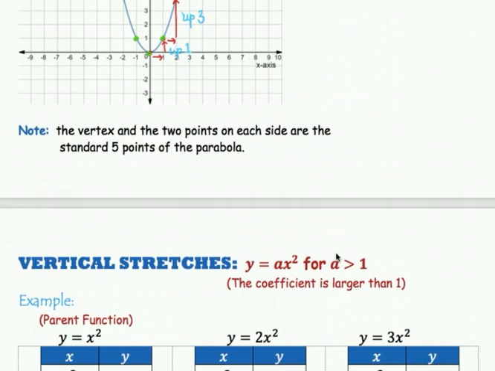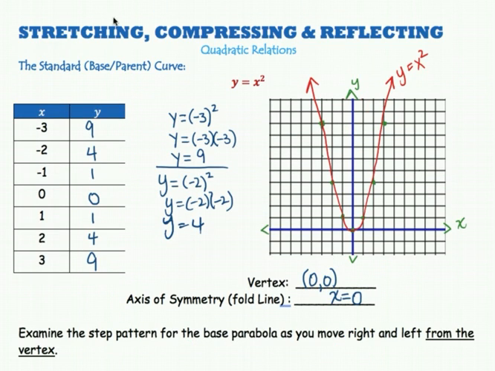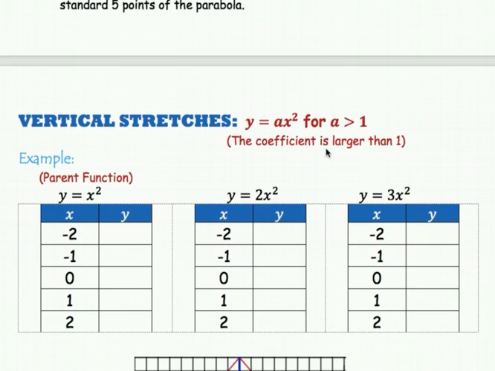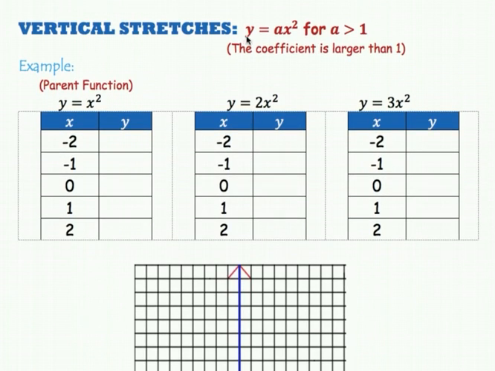Okay, so moving on now to the main part of our lesson. We're looking at what happens to the equation when we stretch, compress, reflect. Okay, so we'll look at vertical stretches first. What we're going to look at here is y equals x squared, but now there's this a value in front. So we're analyzing this number that's changing in front of the x squared.